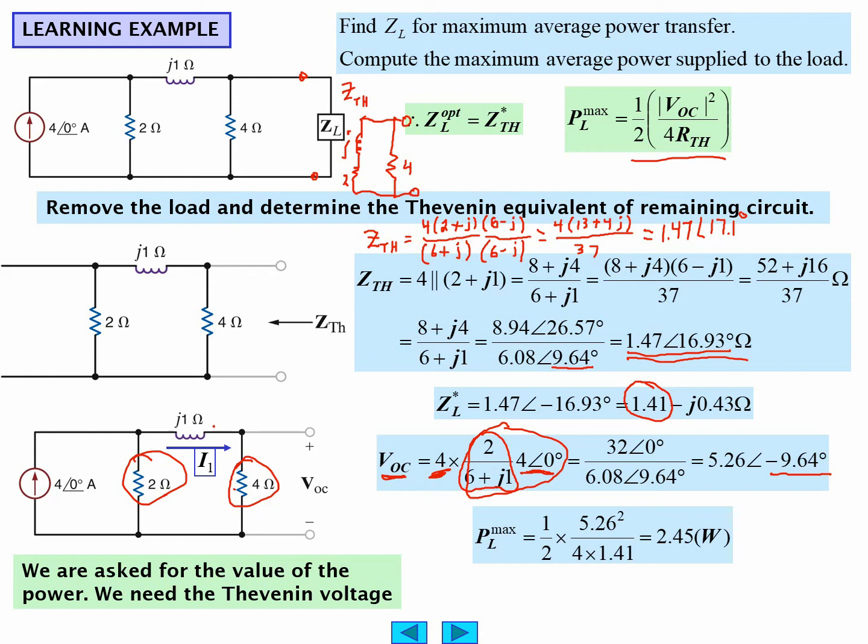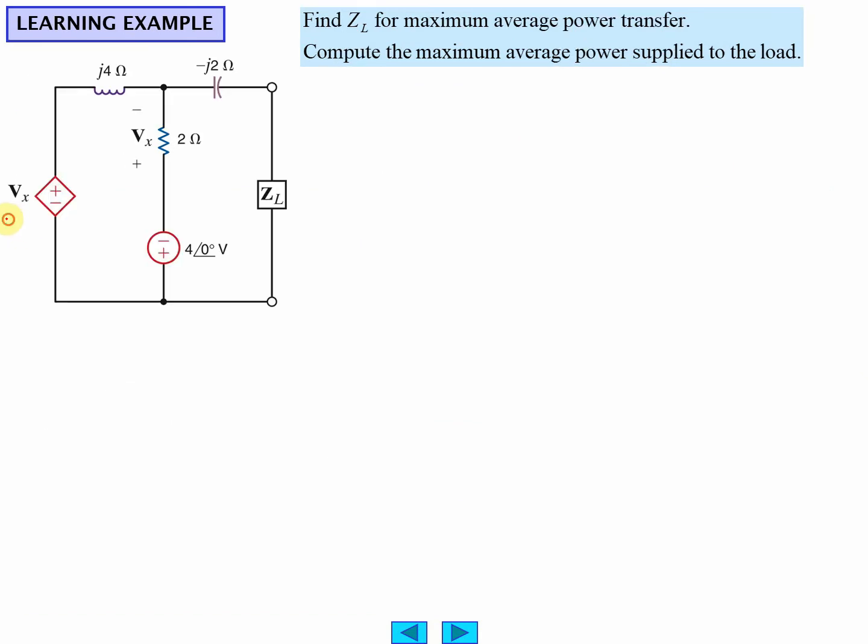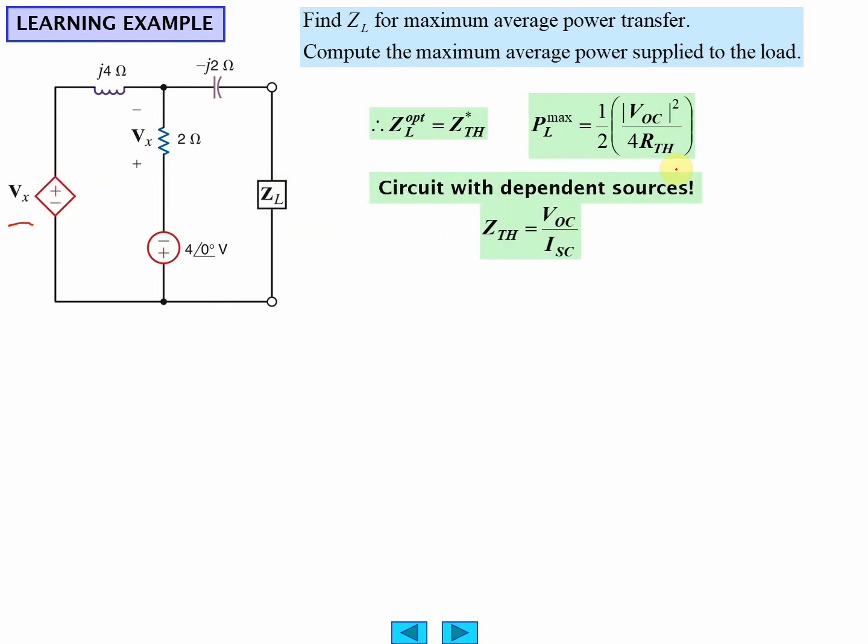Now the next problem has a dependent source in it, you'll notice, right over here. So, just like before, the optimum load impedance is the complex conjugate of Thevenin's impedance. Here's the formula for power. With dependent sources, you got to use this equation.